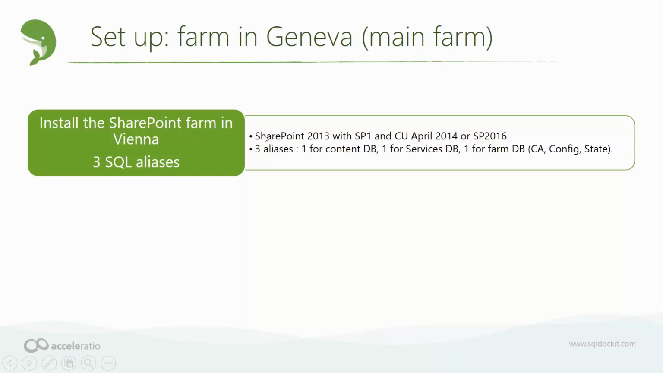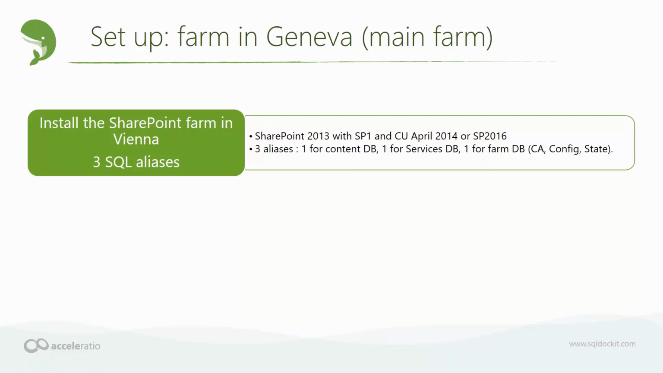So basically, if you want to use Always On availability groups with SharePoint 2013, you need Service Pack 1 and this cumulative update, right? That's for 2013. And SharePoint 2016 can right away use the availability groups. But 3 aliases. Why 3 aliases? Well, one for the content databases, one alias for the service databases, and one for the farm-specific database. I mean, by farm, I mean the central administration database, the configuration and the state, and well, maybe not the usage.